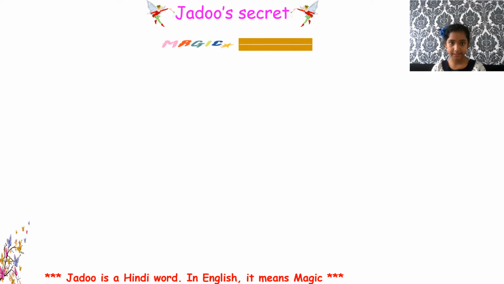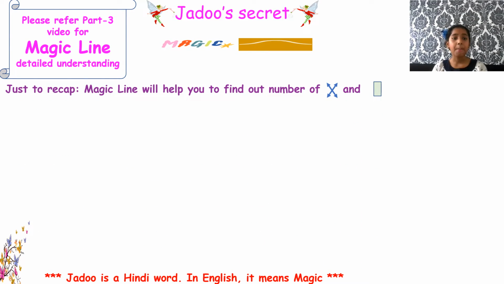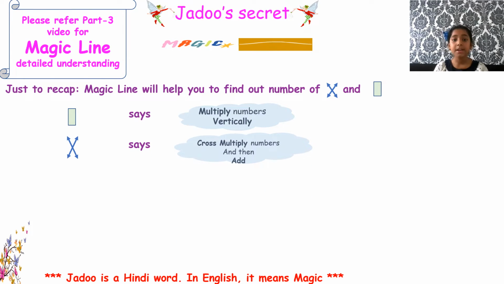Jadoo's secret, the magic line. Hope you friends remember the magic line. In case you forgot, please refer to my part 3 video for a detailed understanding. However, just to recap, the magic line will help you find out the number of crosses and boxes, where box says multiply numbers vertically, and cross says cross multiply numbers and then add. Okay, now let's draw the magic line.